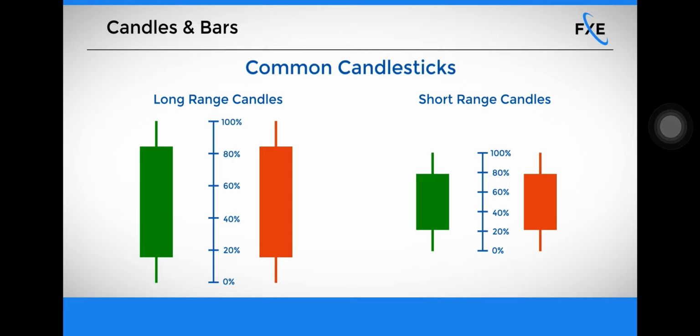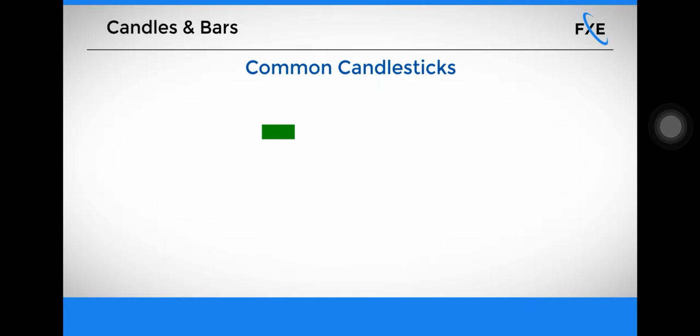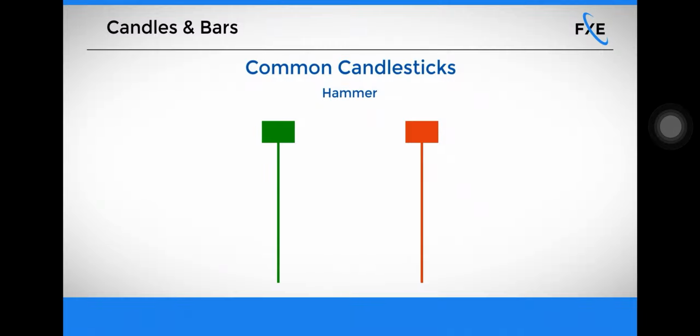Now, although the range candles give you important information about what price has done recently, the next group of candles provides important information about what the market may do next. The candles that we can see on the screen are called hammer candles, and they can be used to identify a possible reversal of a downtrend.